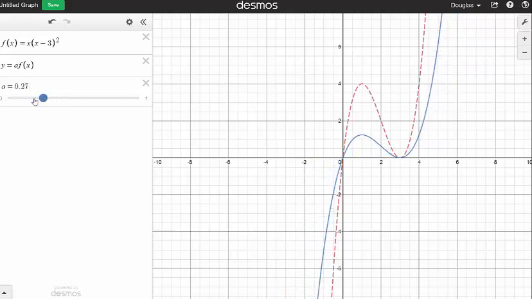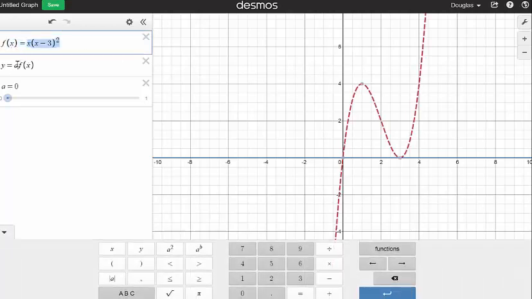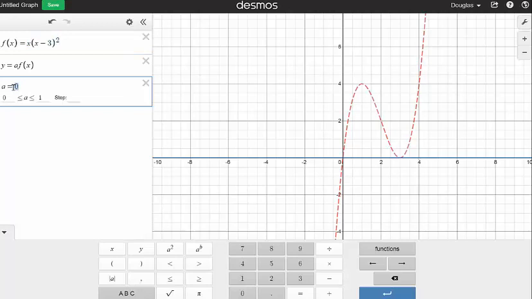And also note what happens when a equals 0. Note what it does to the function. It lays it out into a straight horizontal line. That's because all the real numbers that this function is outputting are being multiplied by 0 in this case, and anything times 0 is just 0 itself.